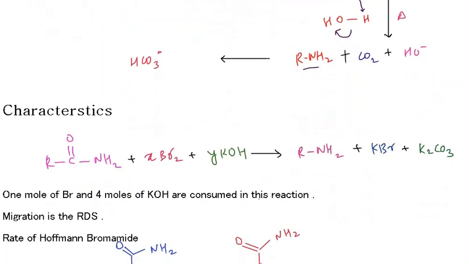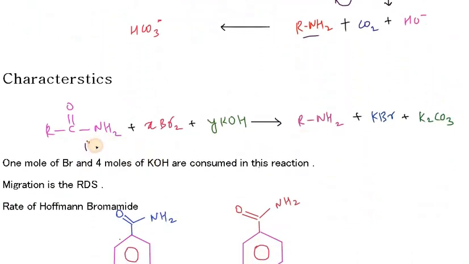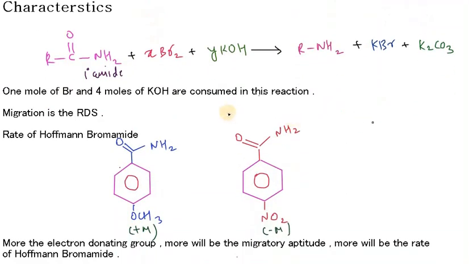Now if we look at the characteristics of the reaction, we have a 1 degree amide. The 1 degree amide reacts with X moles of bromine and Y moles of potassium hydroxide to form a 1 degree amine, KBr and K2CO3. If you see the whole reaction, you will find that 1 mole of Br2 and 4 moles of KOH are consumed. Migration of the alkyl group is the rate determining step, because that is the slowest step, the rearrangement.